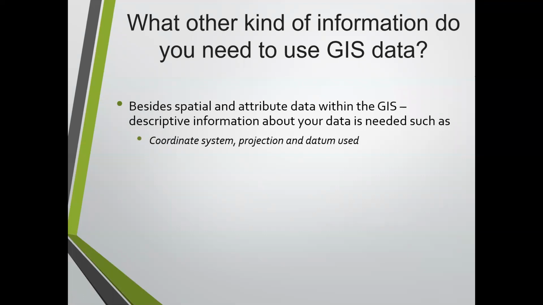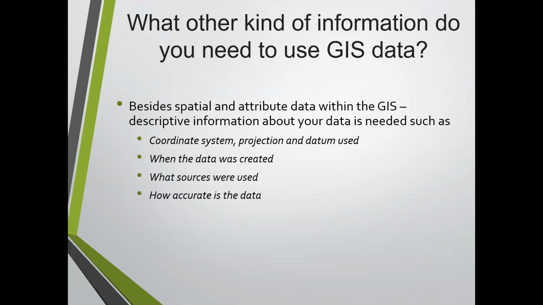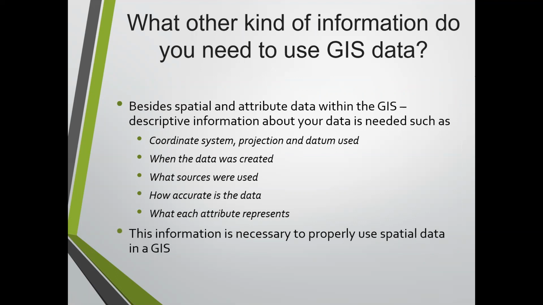So you need to know what coordinate system you're on, what projection was used, what datum was used. So if I bring rivers into states, I have to know what those two projection systems are so that when they come in, they link up properly. So I have to know that information. I may have to know when the data was created, or what sources were used, or how accurate the data is. All this information is important. What each attribute represents. Okay, so this information is necessary to properly link your data together and use it in a GIS.